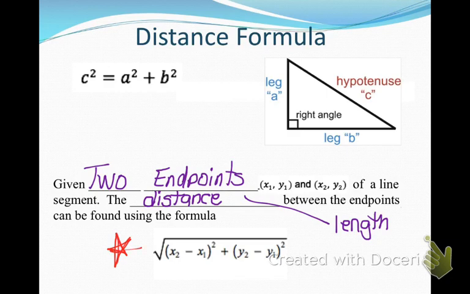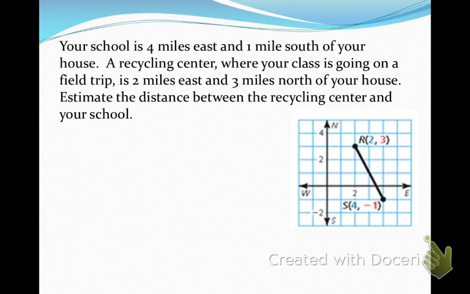Okay, so now let's use this distance formula. Your school is 4 miles east and 1 mile south of your house. A recycling center where your class is going on a field trip is 2 miles east and 3 miles north of your house. Estimate the distance between the recycling center and your school.